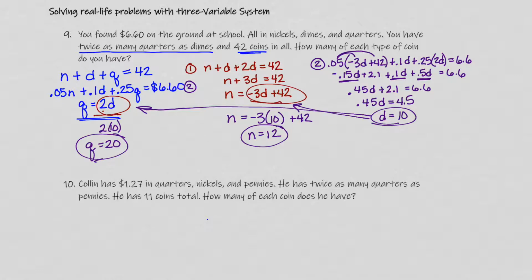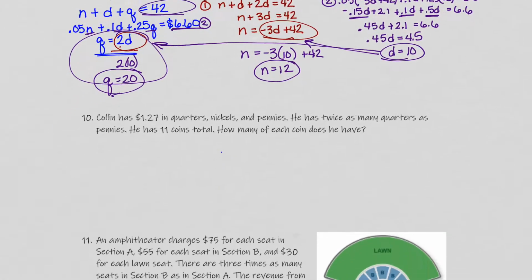Okay, you add that up, 20 plus 12 plus 10, that is 42. You plug them into the second equation for how many of each, you'll get $6.60. So these are how many of each coin we would have. So let's just move on down to number 10.